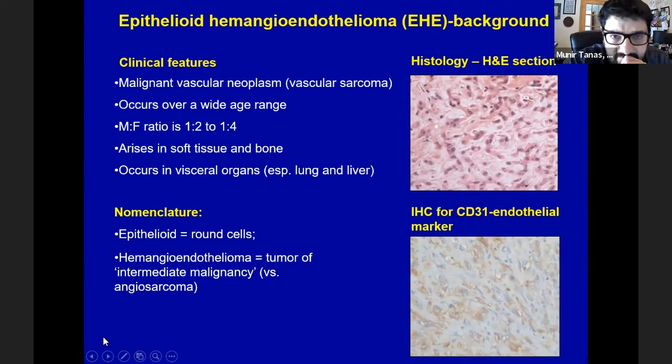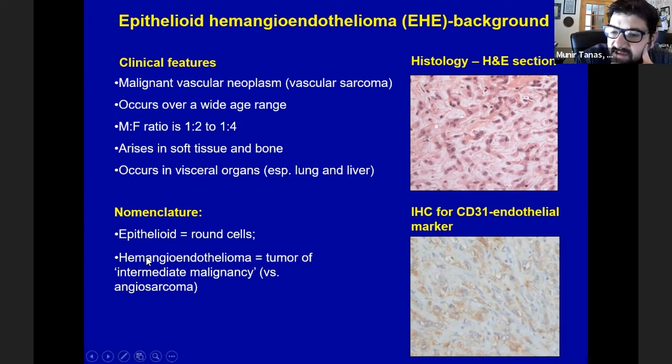So as we've heard before, epithelioid hemangioendothelioma is a vascular sarcoma. It can occur over a wide age range. There is a predilection for females in the disease. It can arise essentially anywhere in the body, soft tissue, bone, as well as visceral organs such as the lung and the liver, where it characteristically presents as multiple nodules. We now know that this likely represents early metastasis.